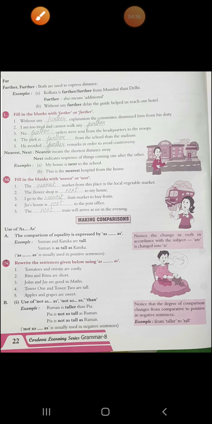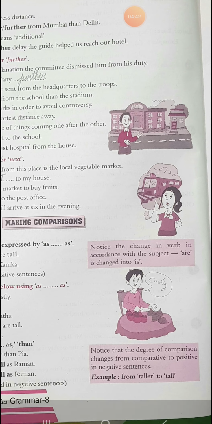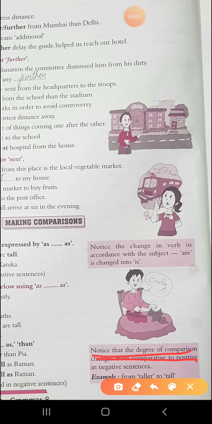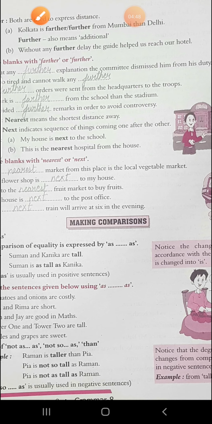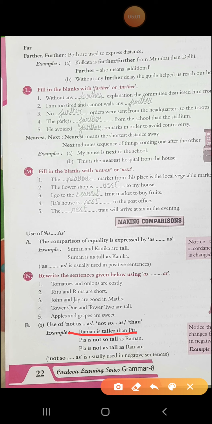One thing you have to see here, again given in this pink box: notice that the degree of comparison changes from comparative to positive degree in negative sentences. So in negative sentences, the comparative degree is changed into positive degree. Alright, see this example. Raman is taller than Pia. Then see how it is changed. Pia is not so tall as Raman, and Pia is not as tall as Raman.